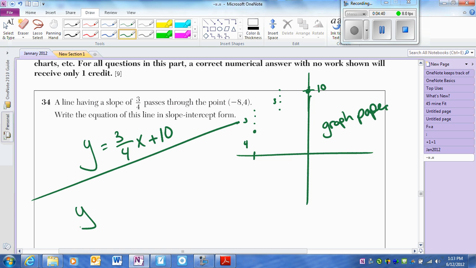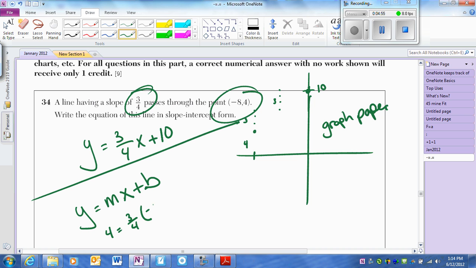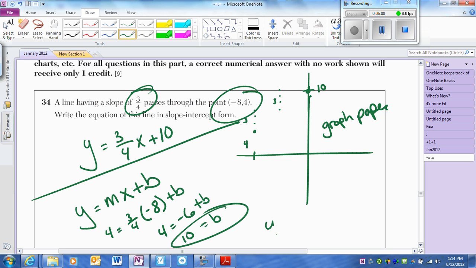But there's another way. Y equals mx plus b. And I can just plug everything in. I have a y and an x here and I have a slope, and just figure out what b is. So y is 4, equals 3 over 4 times x, which is -8, plus b. Or 4 equals negative 6 plus b, or b equals 10. And then I would just write it as y equals 3 over 4x plus 10.